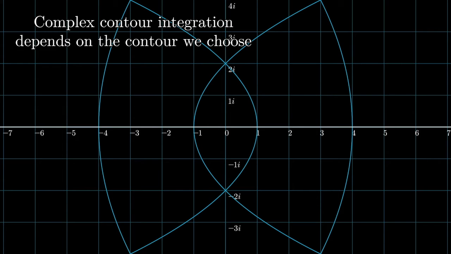Because of this, we need more information to compute the integral than just the start and end points we can use for regular real Riemann integration. The value of the contour integral depends on which contour we choose. In other words, how we decide to travel from a start point to an end point.